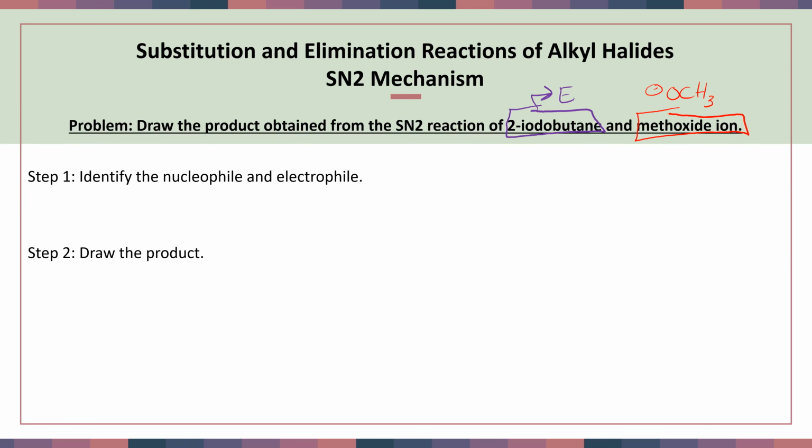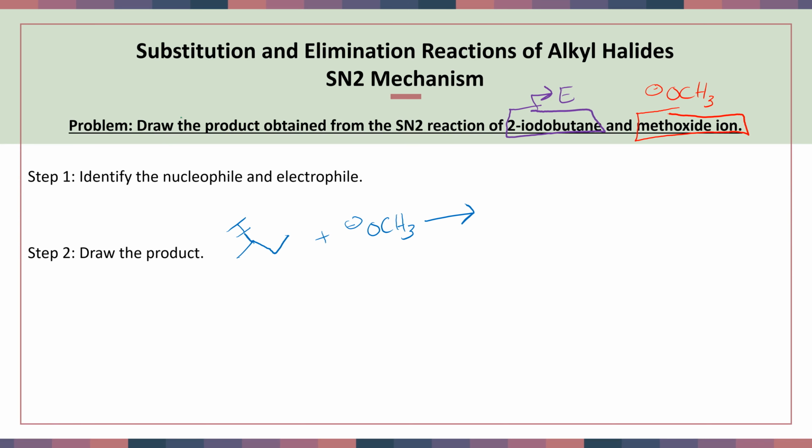The next step is to draw the product. It may be easier for you to draw out the Lewis structure of your reactants so that you'll be able to better visualize what the product would look like. So 2-iodobutane, you have a 4-carbon chain, and the iodine group is bonded to your second carbon. Methoxide ion has a negative charge. Okay, and so now we can draw a product.